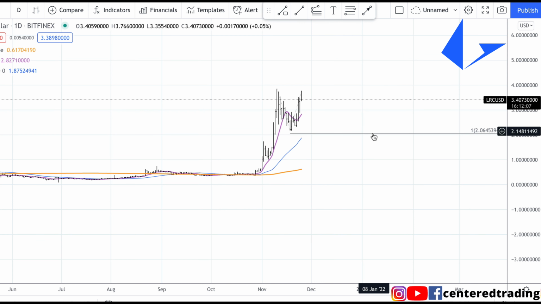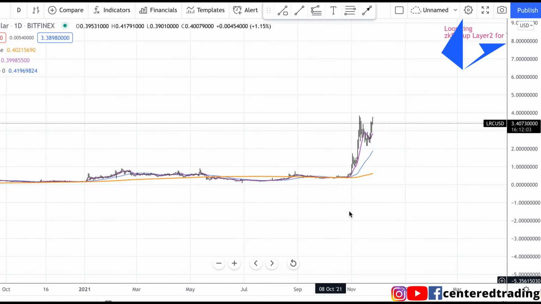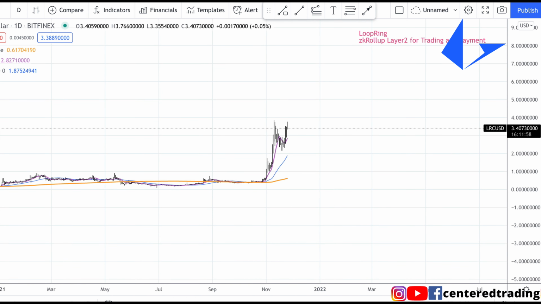So with Loopring, I can't explain the tokenomics. I don't like to read those white papers. I don't know how people do these things. I have some notes over here. It says ZK roll-up layer 2 for trading and payment. I don't even know what that means, okay?